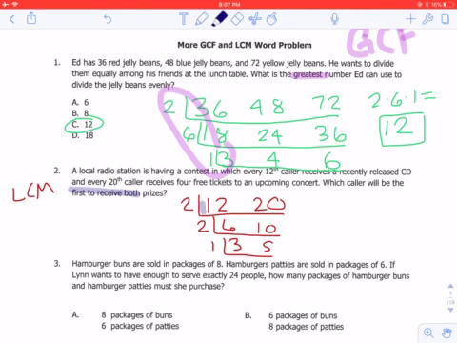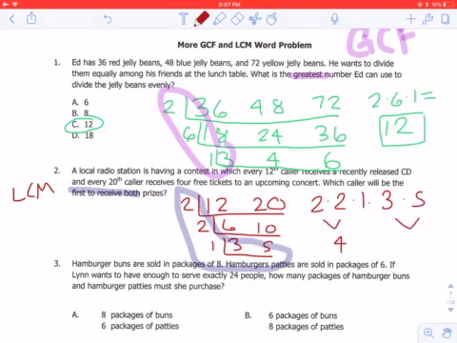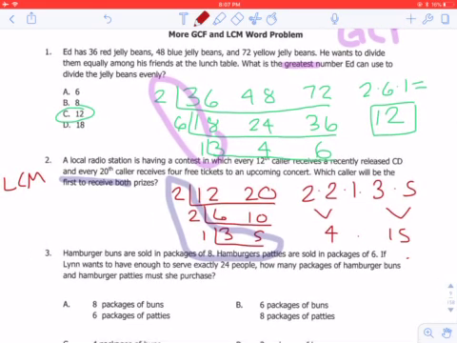For LCM, I'm using the L-shaped frosting, extra hungry. So 2 times 2 times 1 times 3 times 5. You might do 2 times 2 first, which is 4, and then 3 times 5 next, which is 15, and then 4 times 15 is 60.